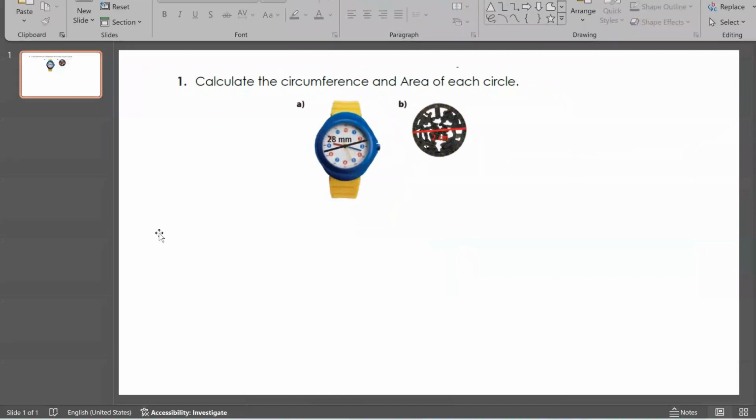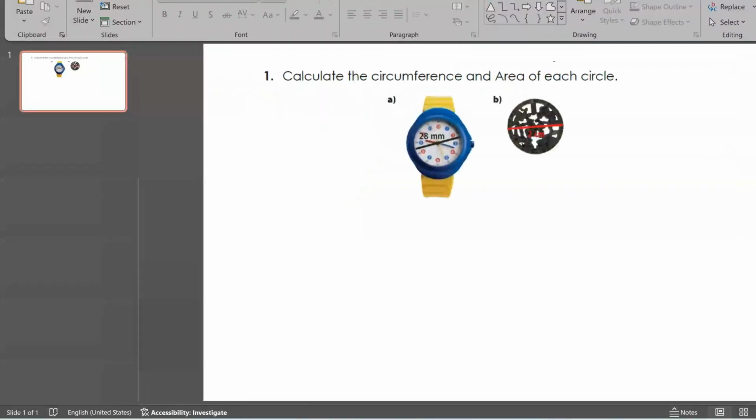The first one. Calculate the circumference and the area of these two figures, right? I think we have done similar questions, but this is like the real figure for the watch, for the cookie.